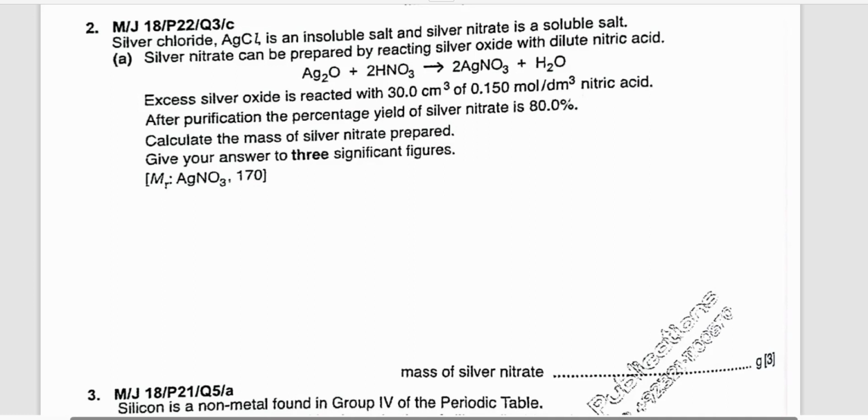Excess silver oxide is reacted, so it is clear that when we have something in excess, we cannot use it to find out the product because it is in excess. It is reacted with 30 cm cube of 0.150 mole per dm cube nitric acid. The nitric acid is not in excess, it is limited, and the silver oxide is in excess. The volume and the concentration are given, so by using them we can find the number of moles of HNO3, and then we can find the number of moles of AgNO3.